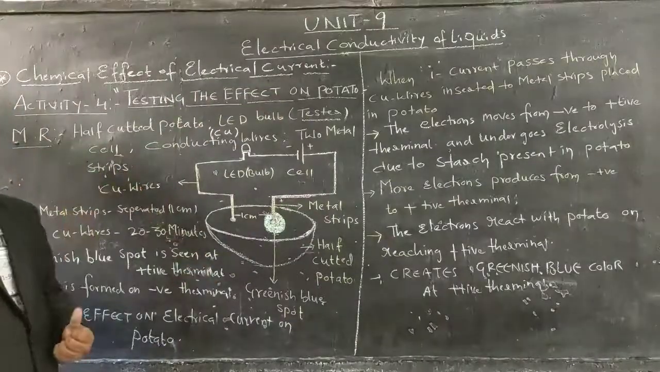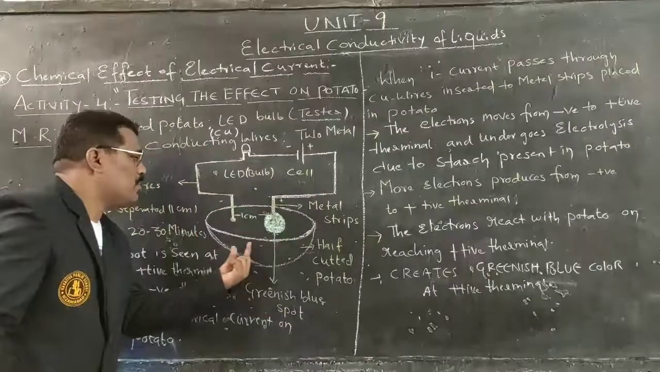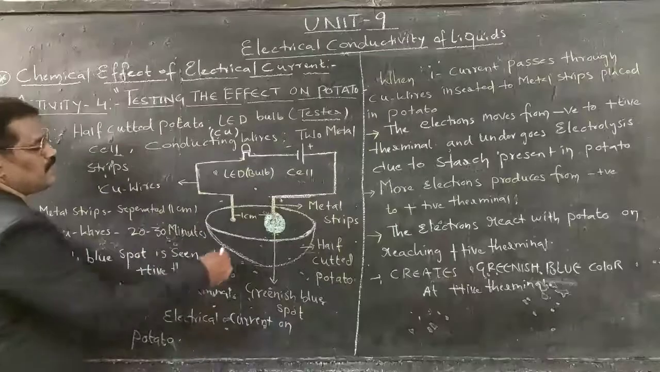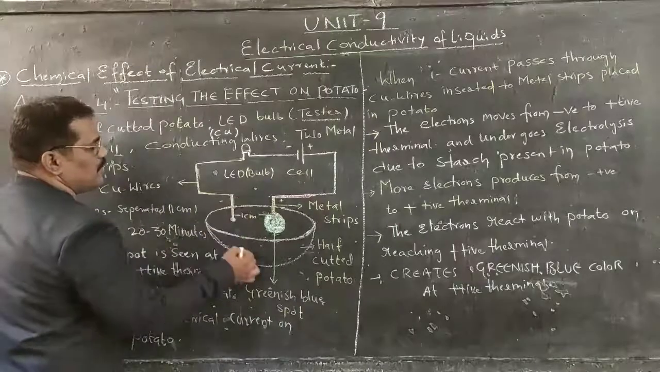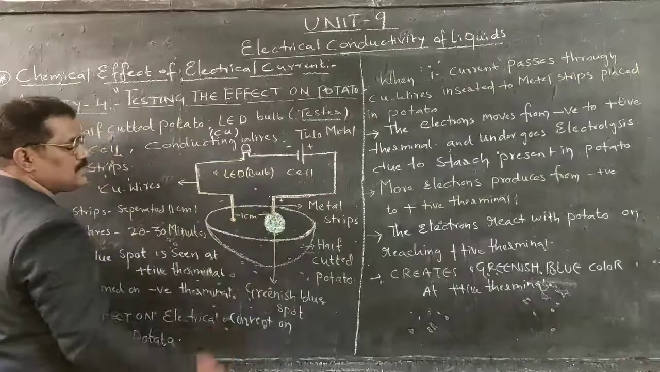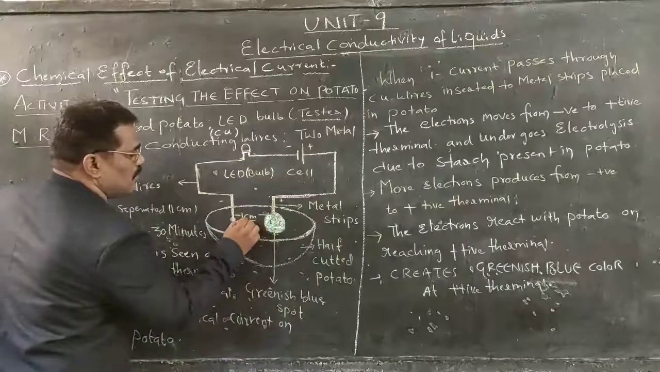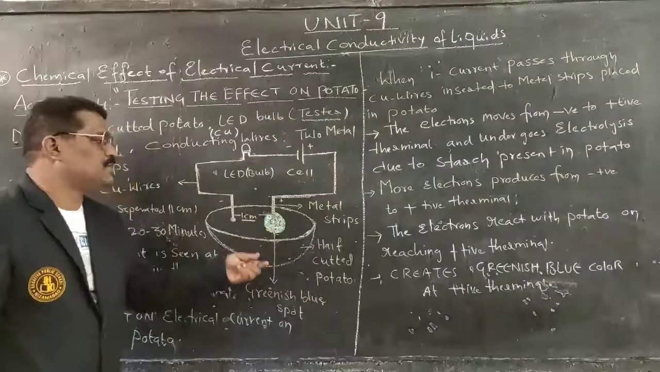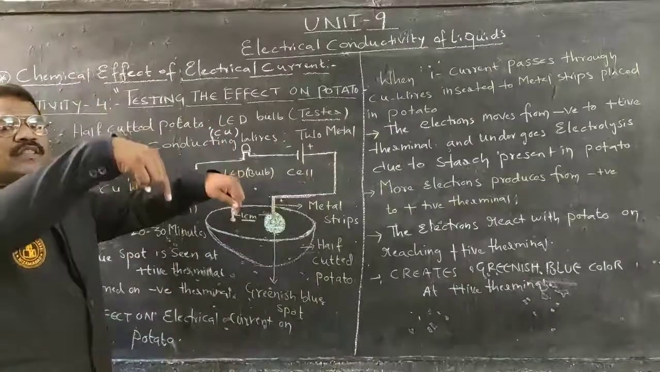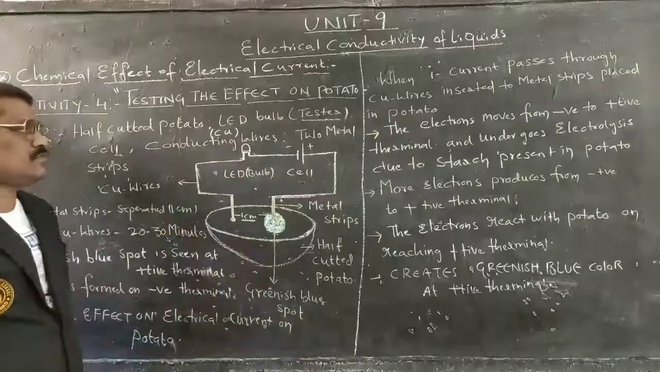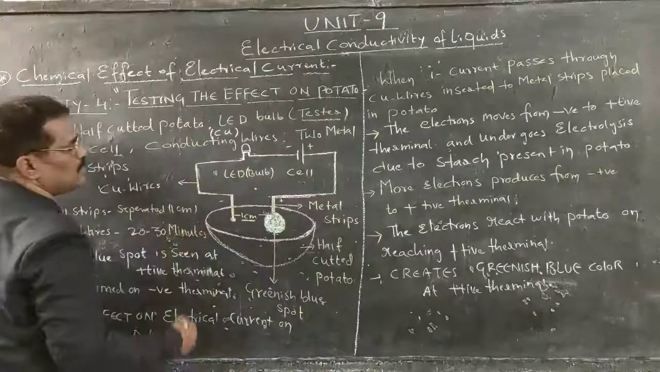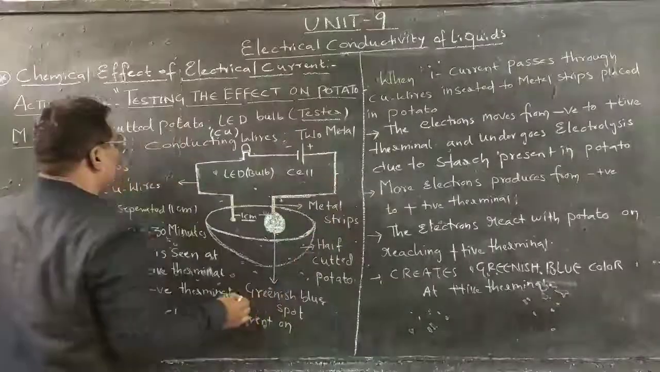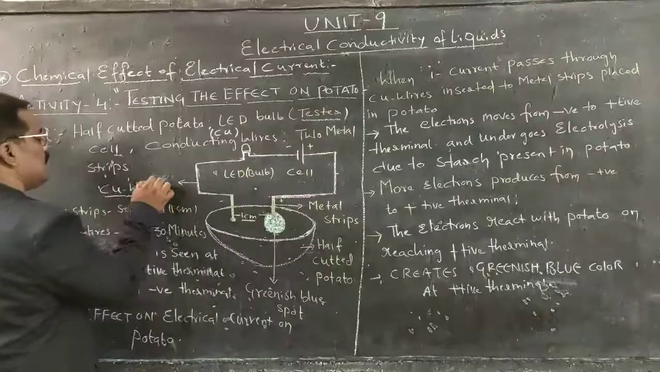First of all, the procedure: take a half-cut potato. Then take two metal strips. This is one metal strip and this is another, with a separation of 1 centimeter between those two metal strips. Fix them firmly within that potato. Then you connect them by means of copper wire. I have taken insulated copper wire.